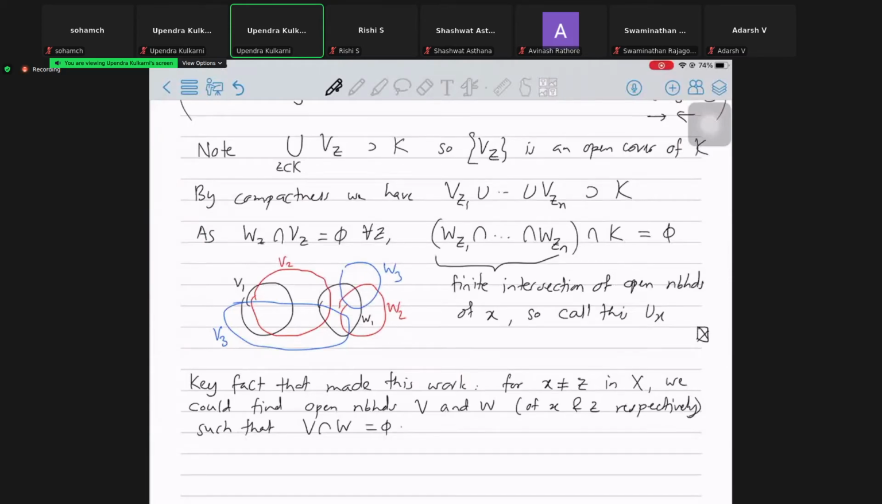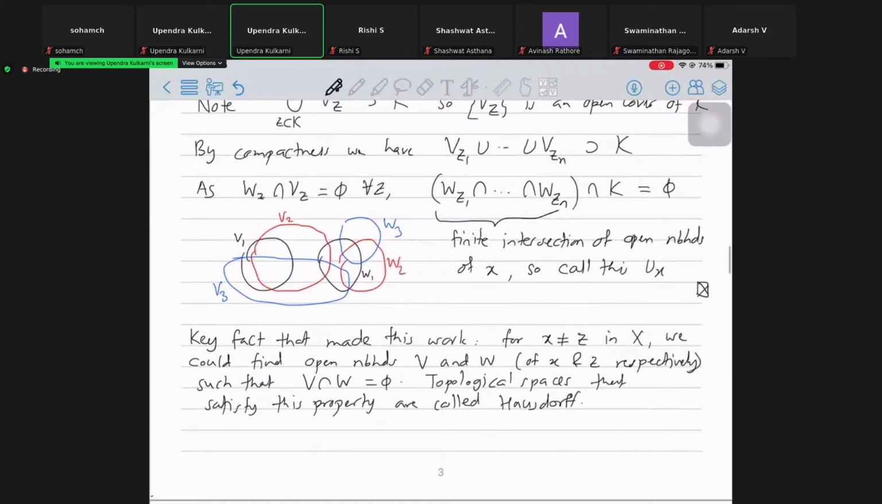Okay, so topological spaces that. So check what we proved.